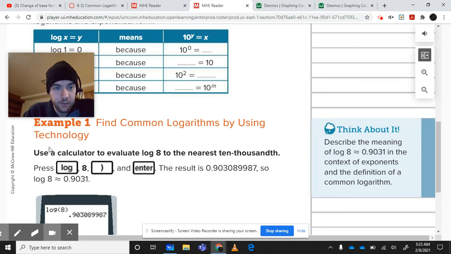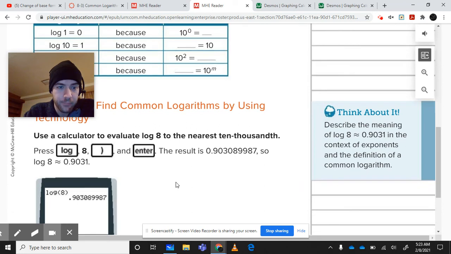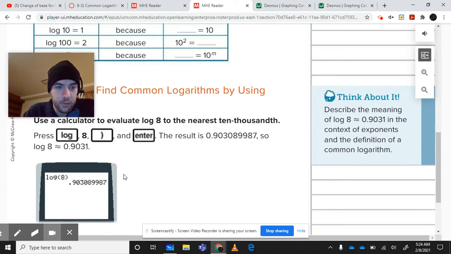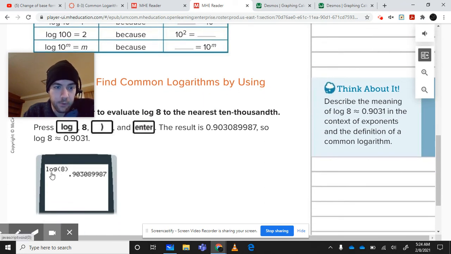Okay, example one here, we're not going to make a separate video because it's literally just plugging something into your calculator. It says use a calculator to evaluate log 8 to the nearest 10,000th. So log 8, we go to a calculator, type in the log button and 8, and it'll give us the answer. So this means that 10 to the 0.903 power, 10 raised to this value, is going to give me an answer of 8. That's what that's telling me.